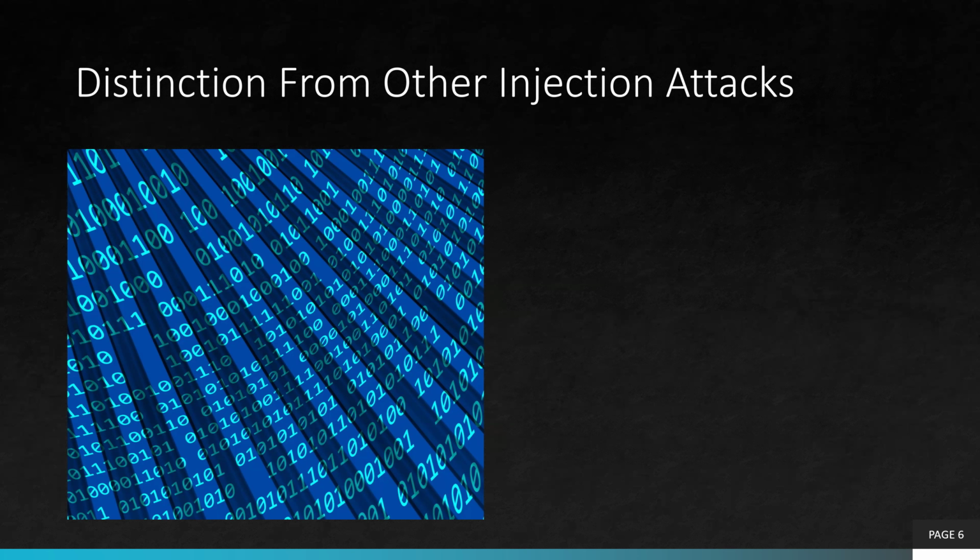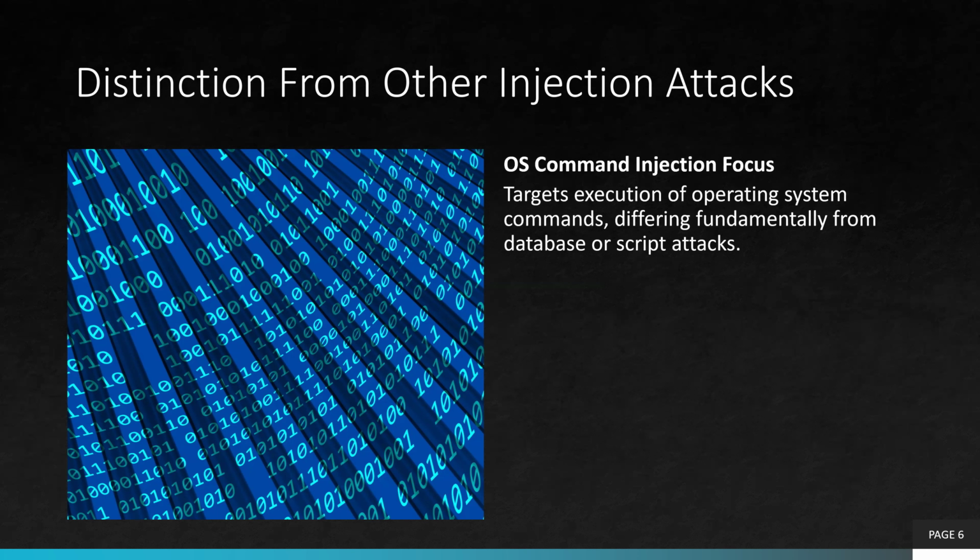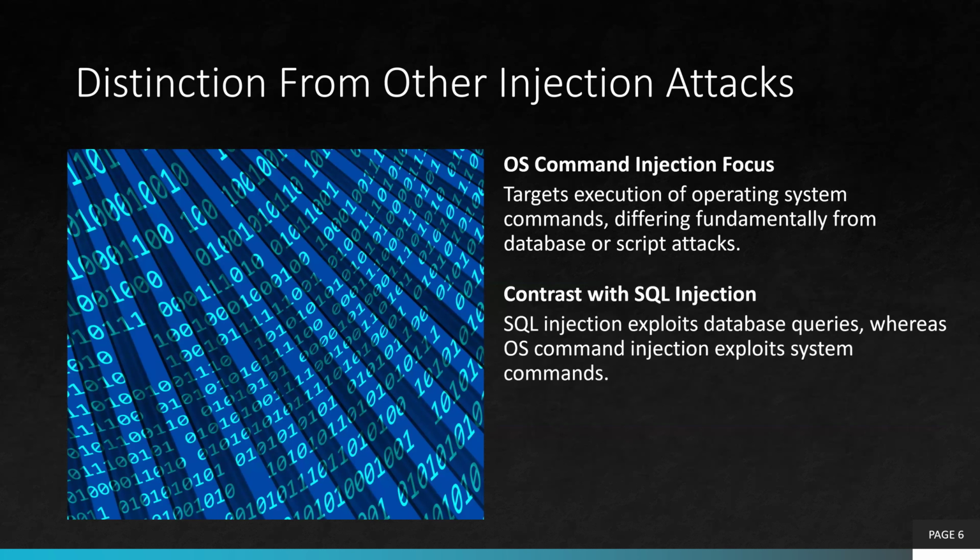So, distinction from other injection attacks. There are two types of attacks we've talked about. One is OS injection, which is OS command injection focused. On the OS level, it basically targets execution of operating system commands, which is fundamentally different from database or script attacks. There are cross-site scripting attacks, and there is database injection, which we call SQL injection, that you could do on the database level, but OS level is all operating system command level. That's the distinction between OS level and SQL injection exploitation.